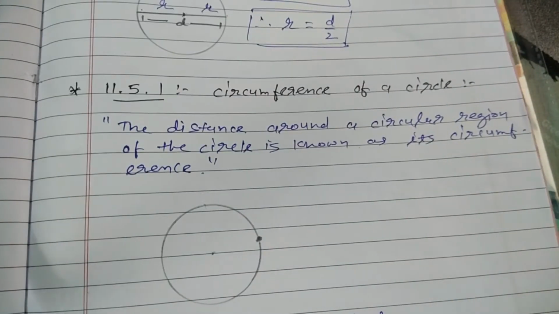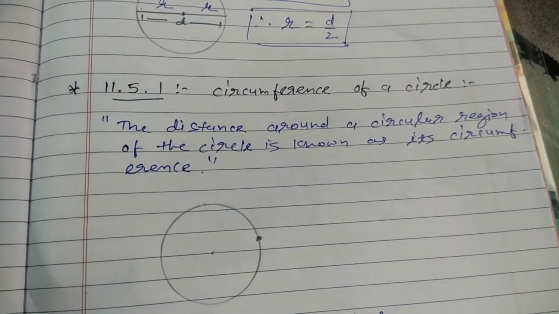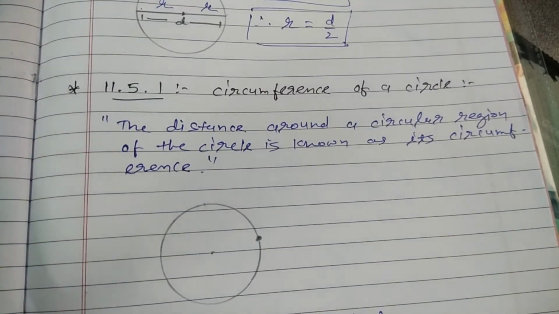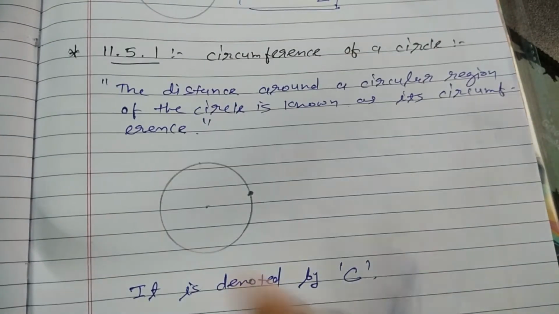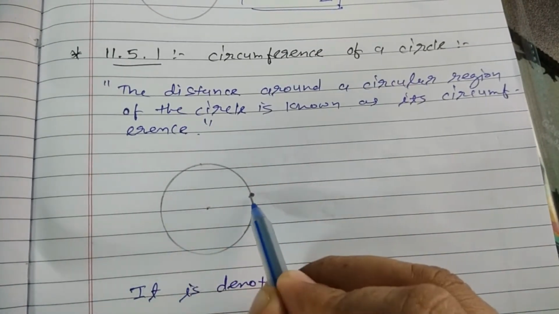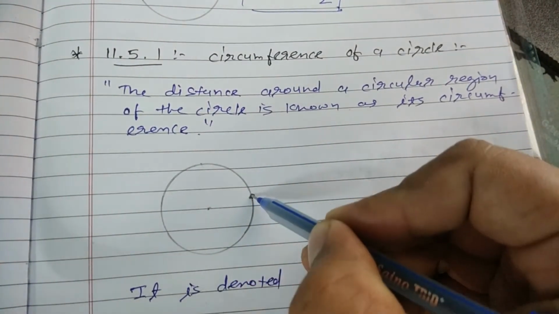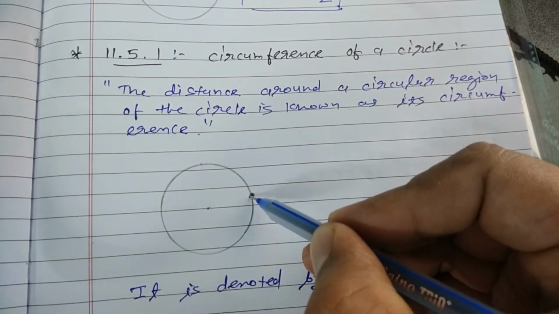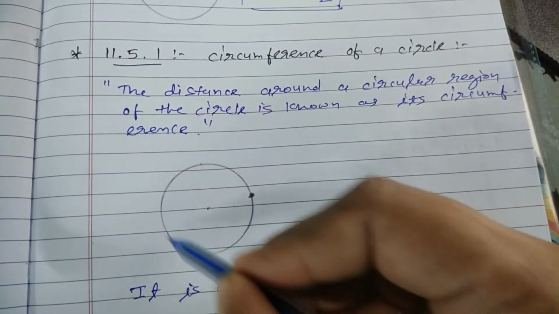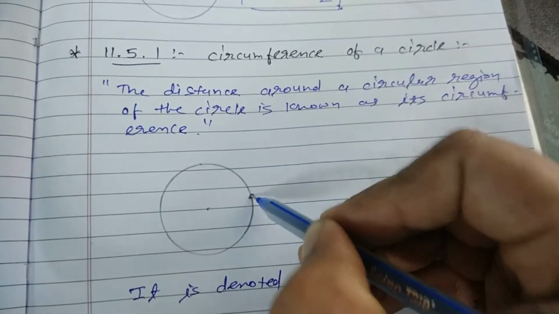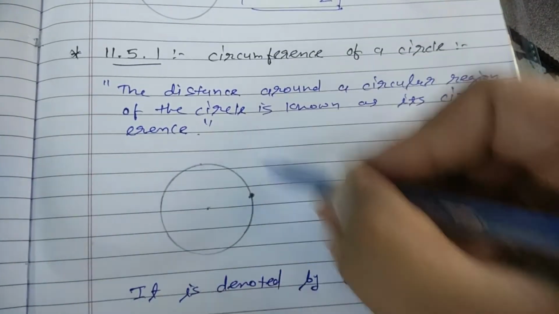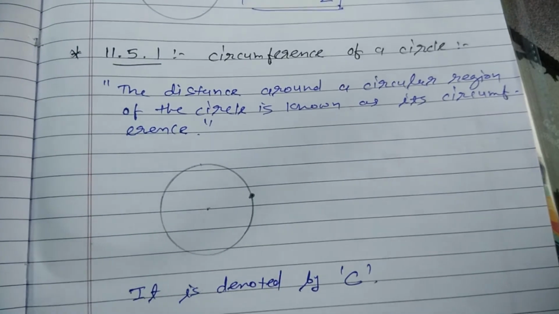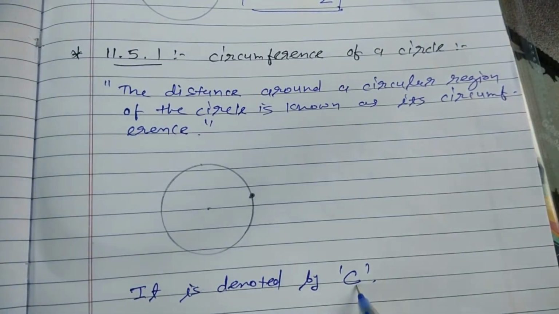Next point, 11.5.1, circumference of a circle. What is circumference? The distance around the circular region of the circle is known as its circumference. Here, for example, this is a circle. When we take one point on a circle and go around the circular region and again get back to this point, this distance is called the circumference of a circle, and it is denoted by capital C.